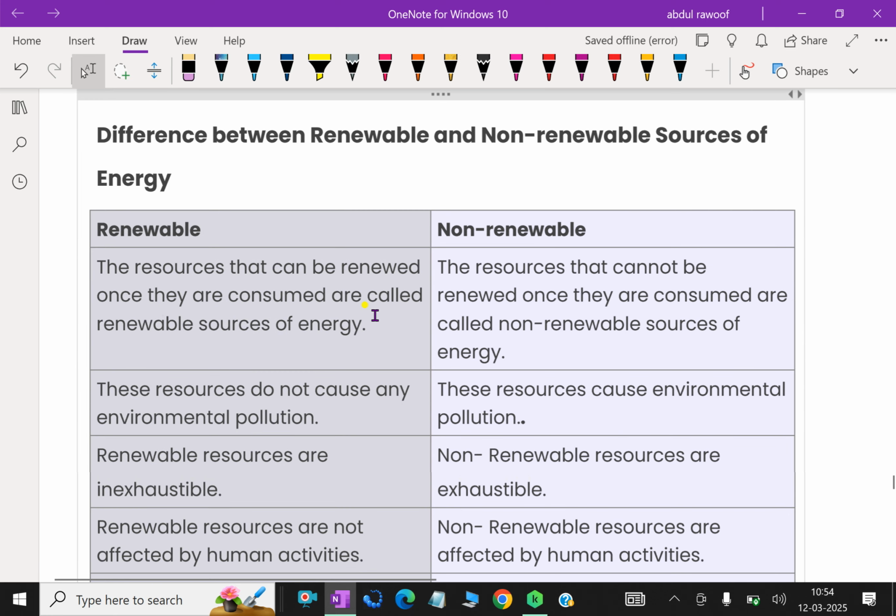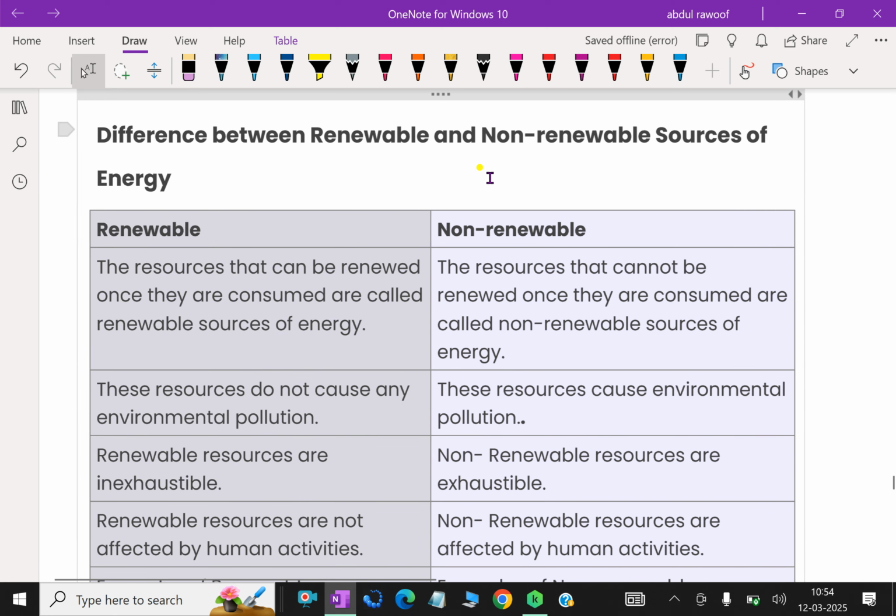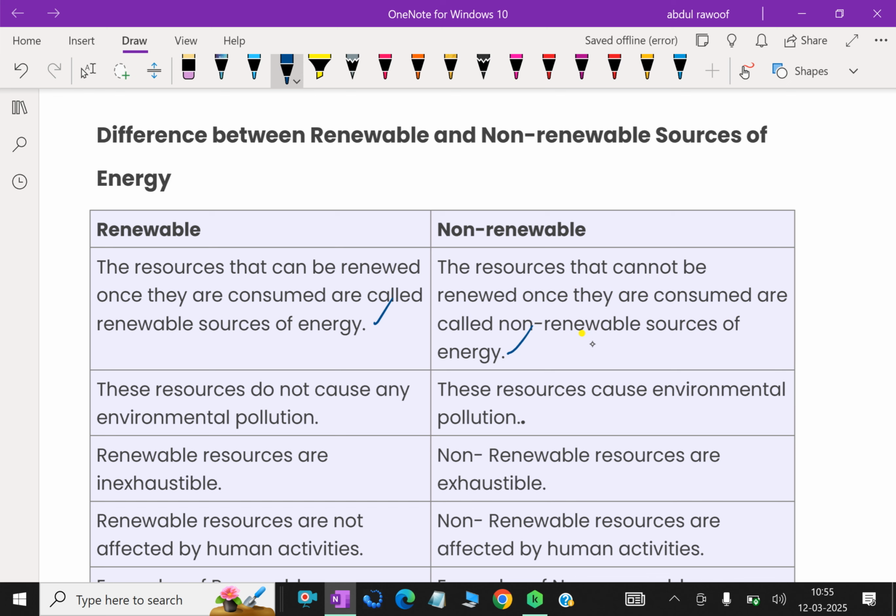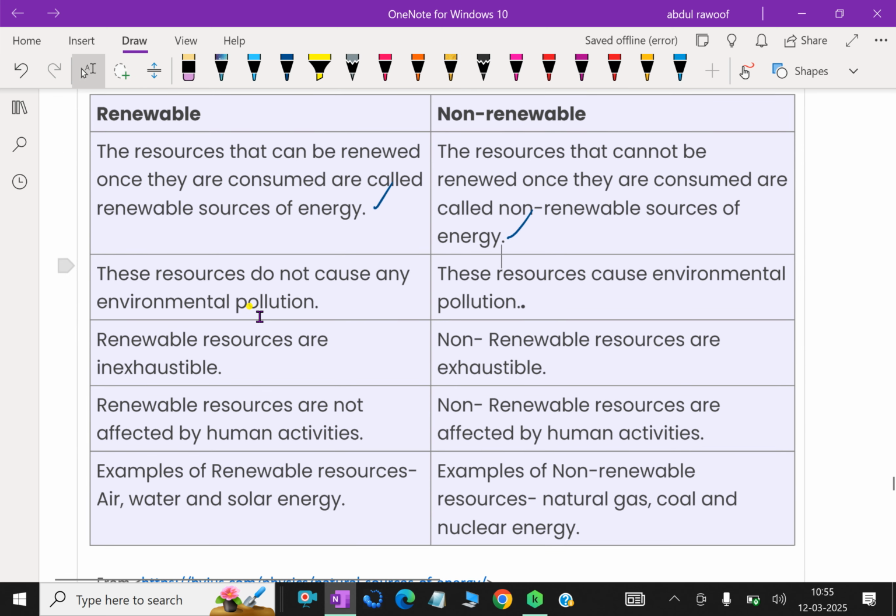Now we'll discuss the difference between renewable and non-renewable sources of energy. Resources that can be renewed once they are consumed are called renewable sources of energy. The sources that cannot be renewed once they are consumed are called non-renewable sources of energy. Renewable sources do not cause any environmental pollution. Non-renewable resources cause environmental pollution.